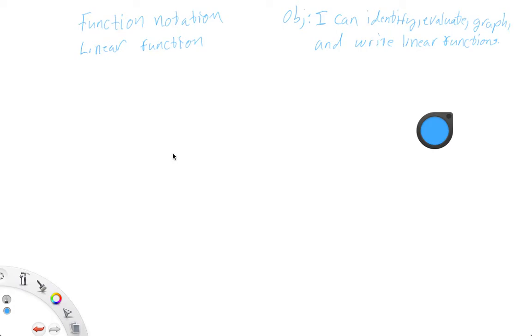The objective for this section is I can identify, evaluate, graph, and write linear functions, which sounds like a lot to cover, and I probably won't cover it all in one video, but to be fair, you already know how to do most of this. When we're talking about linear functions, and this is part of our vocabulary, a linear function is just a function that makes a straight line, right? It's a function whose graph is a line, and a straight line.